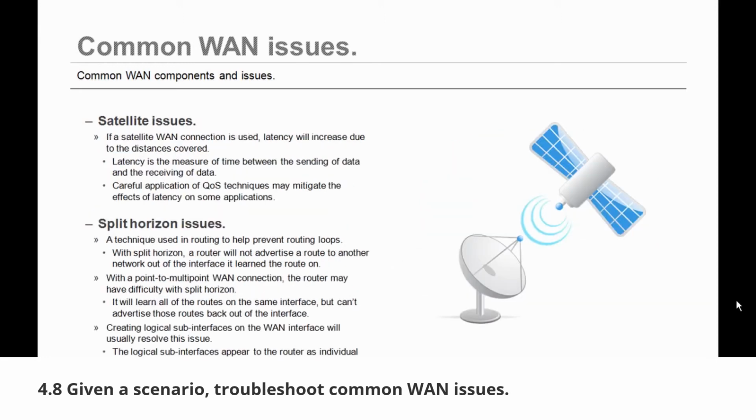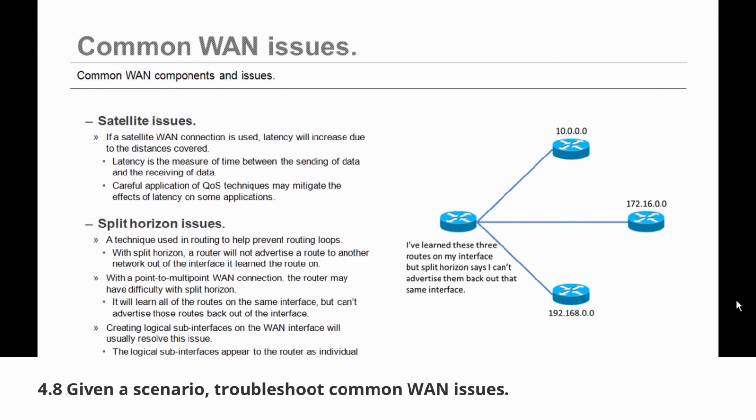A satellite wide area network connection may also become an issue. If a satellite WAN connection is used, latency will increase due to the distances covered by the transmissions. Latency is the measure of time between the sending of data and the receiving of the data. Careful application of quality of service techniques may mitigate the effects of latency on some applications, but you're still going to have more latency with a satellite connection than other types of connections.